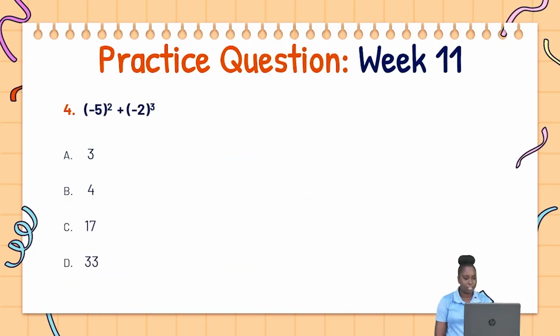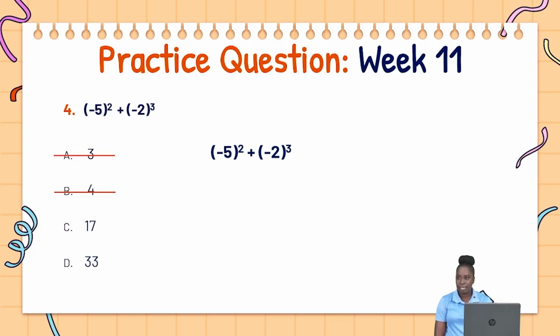Here we have our final question, question 4. Negative 5 all squared plus negative 2 cubed. Based on the question, which of the options do not fit the question, and how do we know? Well, just from looking at the options, I would eliminate A and B because those numbers are too small based on what we're asked to do, which is to square and to cube a number. Negative 5 squared plus negative 2 cubed.